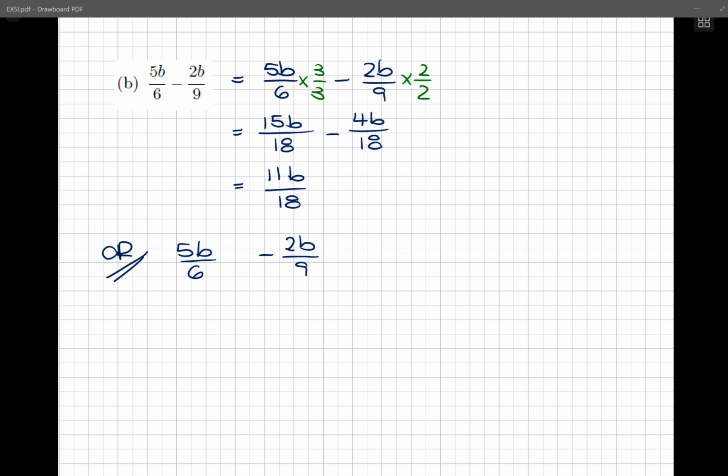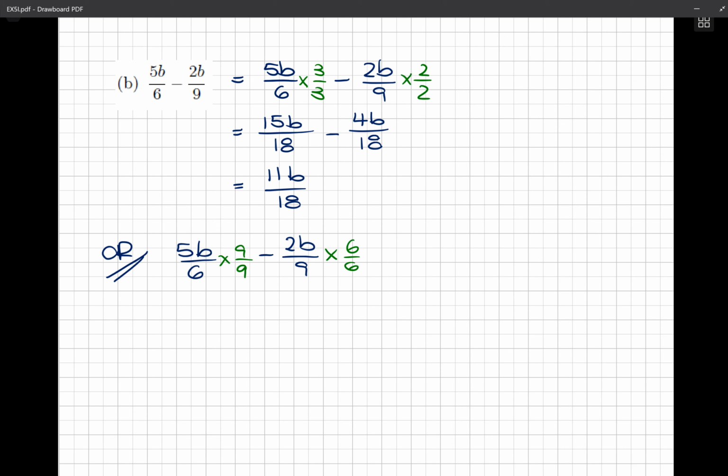Now let's look at what would happen if we weren't quite on the ball and we didn't spot that lowest common denominator of 18. One of the most obvious ones to go for is the product of the two, so 6 times 9, which is 54. If we went for a common denominator of 54, it would work, but let's see how much of a pain it is. For the first fraction, our fancy version of 1 would be 9 on 9, and for our second fraction, it would be 6 on 6.